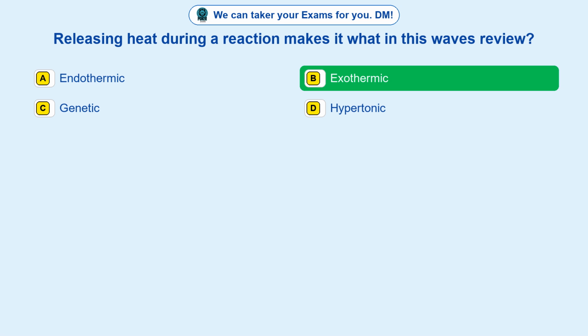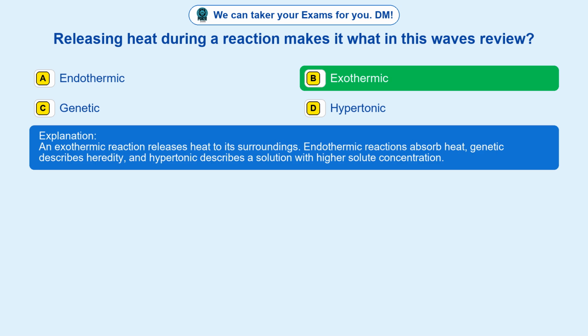The correct answer is option B, exothermic. An exothermic reaction releases heat to its surroundings. Endothermic reactions absorb heat, genetic describes heredity, and hypertonic describes a solution with higher solute concentration.